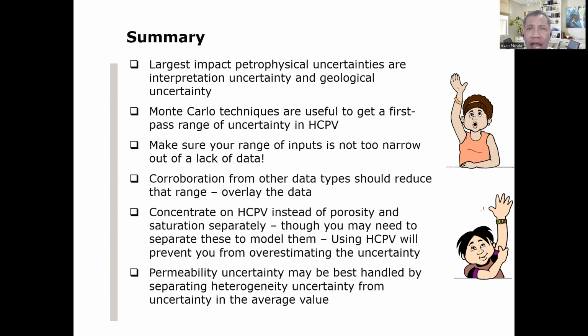Corroboration from other types refers to the process of using multiple sources of data to support the validation of a particular finding or conclusion in a given context. It is suggested that by overlaying different types of data, the range of uncertainty can be reduced. This approach strengthens the reliability and accuracy of the analysis by considering multiple perspectives and sources of information.